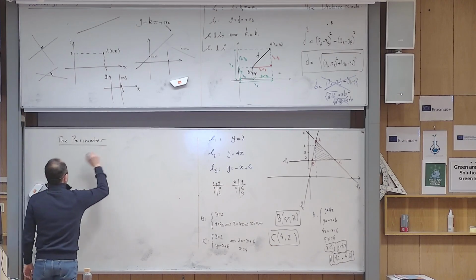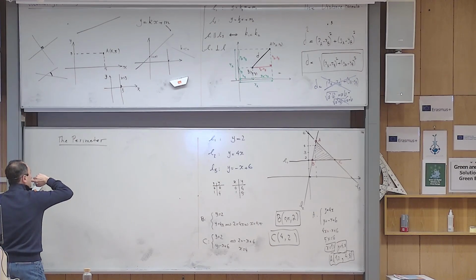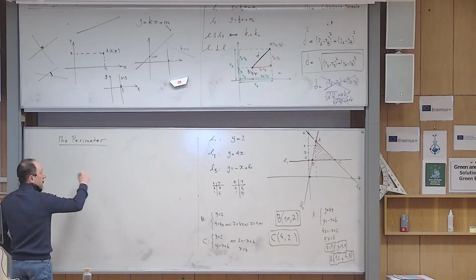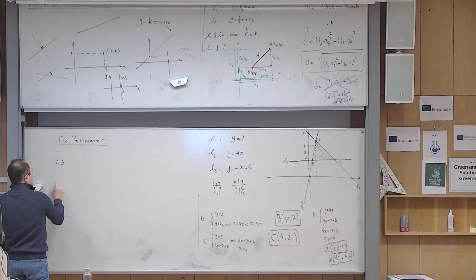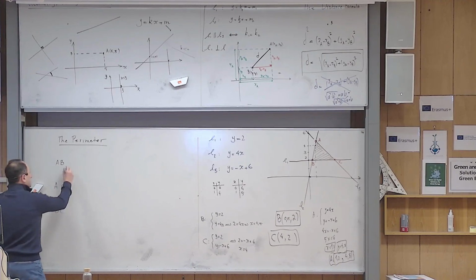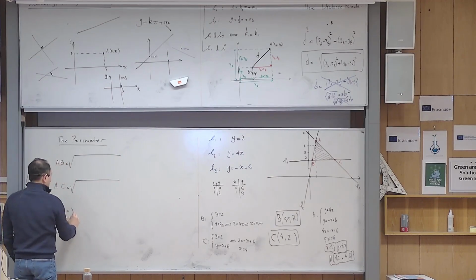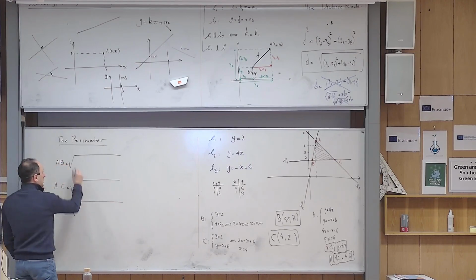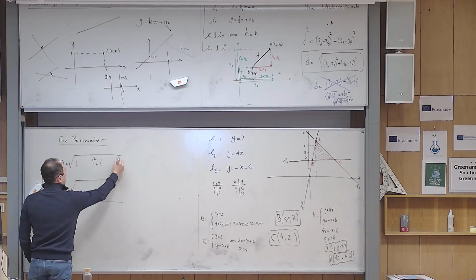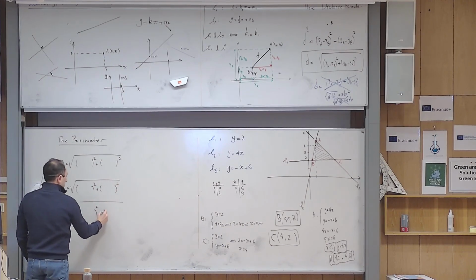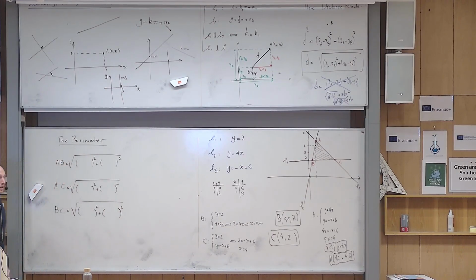So the perimeter, I think there should be an E. I will check the spelling, I'm not sure. To find that, I have to find AB, I have to find AC, I have to find BC. What is AB? AB is a square root, AC is also a square root, BC is also a square root. I have to fill up these gaps.